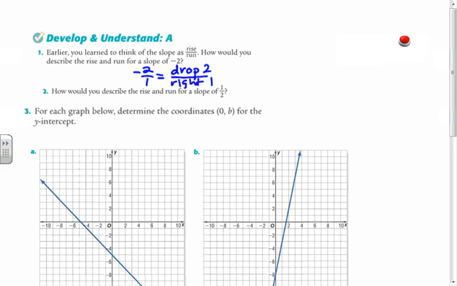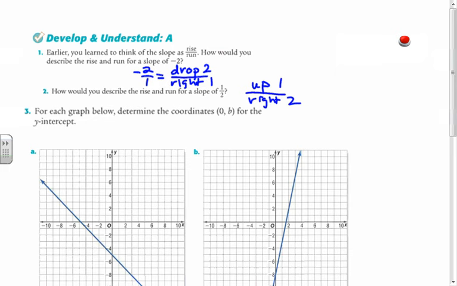If we have a slope of 1/2, the 1 on top is positive. So that's going to be going up 1, a rise of 1. And the run is 2. Again, that's a positive number, so that's going to be right 2. We're going to need this later on when we graph these.